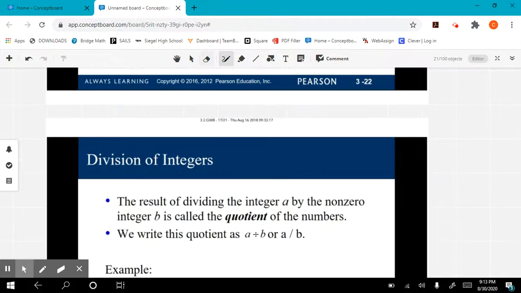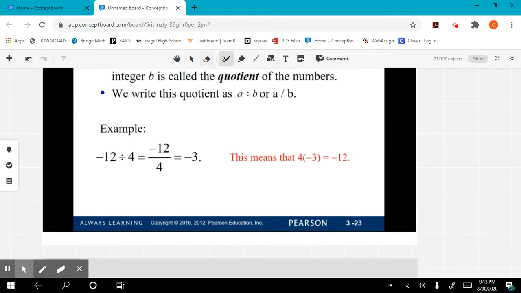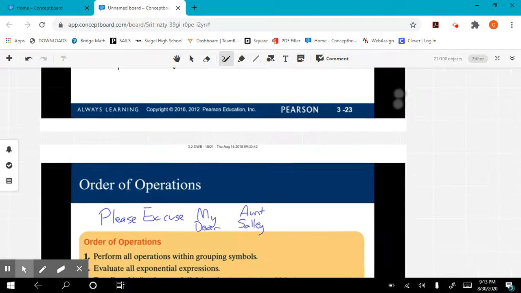Easy section here. Division. All right. Do remember that if you have a fraction, it means division. A fraction means division. -12 divided by 4 is the same thing as -12 over 4. It's going to give you -3 either way.